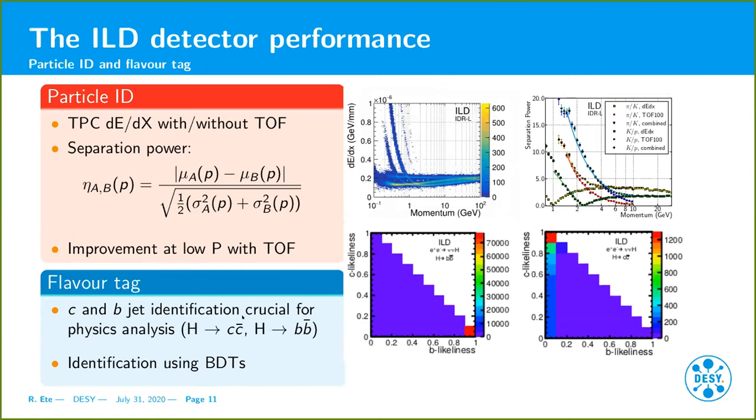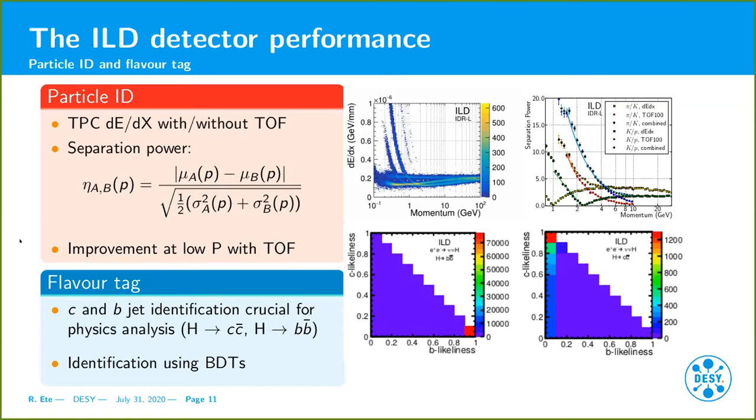We have here the separation power, which is plotted on the right here. And what you can see is basically if you pick up the yellow line there and these two ones there and the red here, it's basically the combination with and without the time of flight estimate. And you can see at very low momentum, where normally the separation power drops with the dE/dx only, you can nicely recover things with the TOF. So this is something we want to study more in the future.